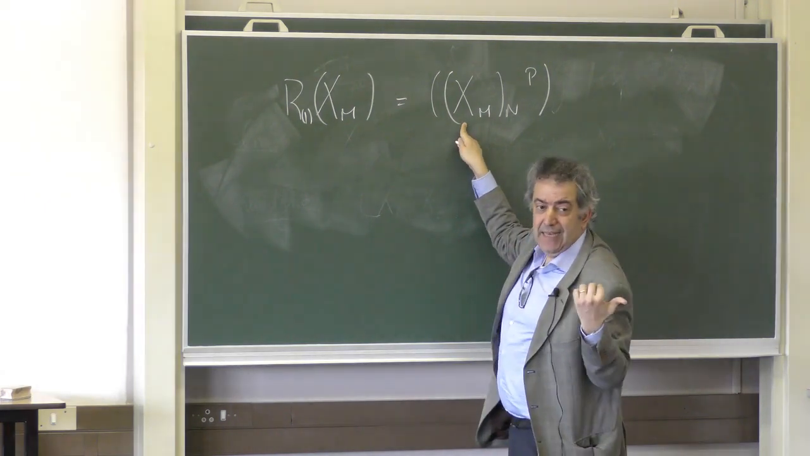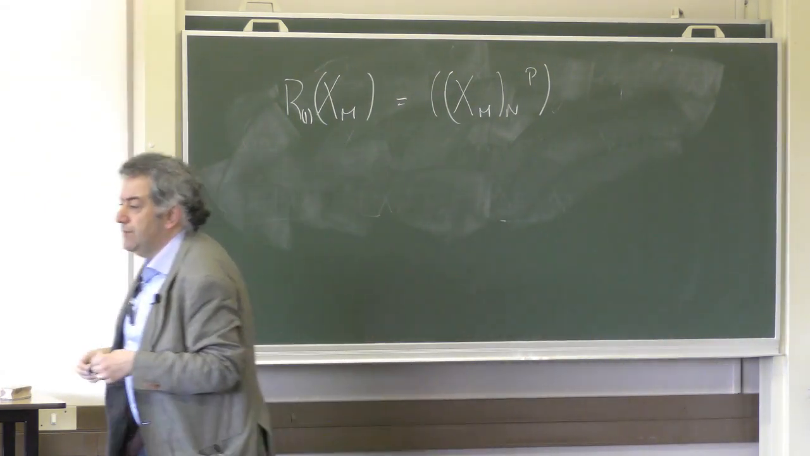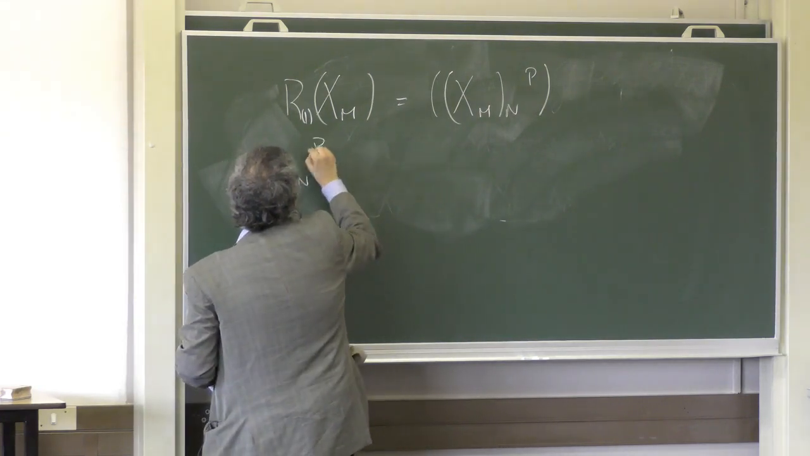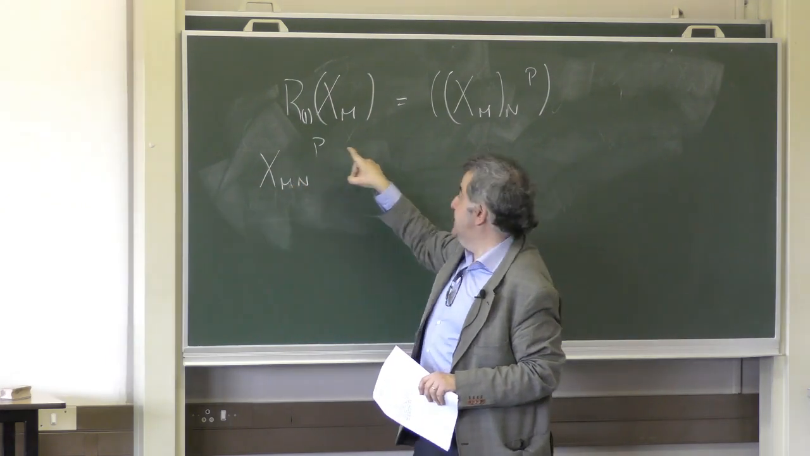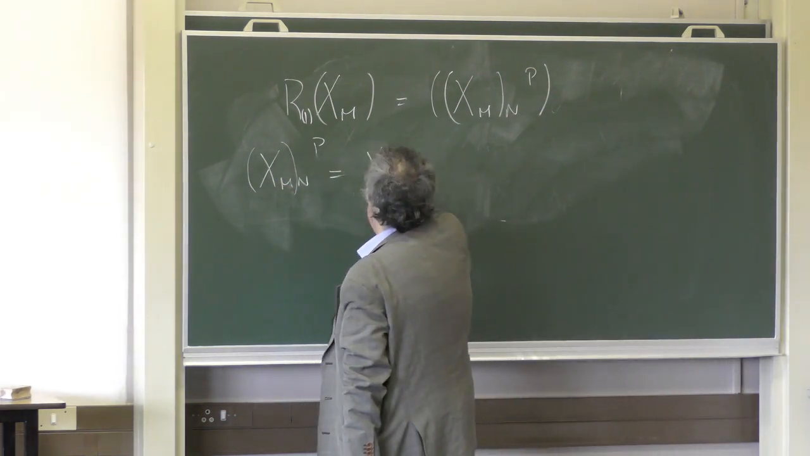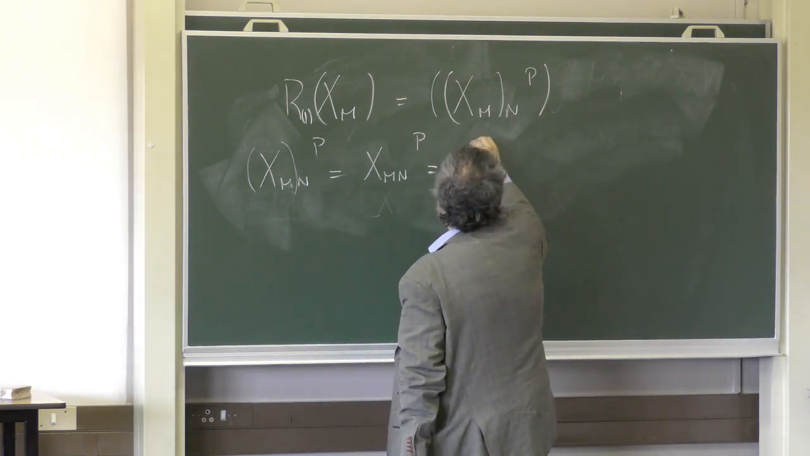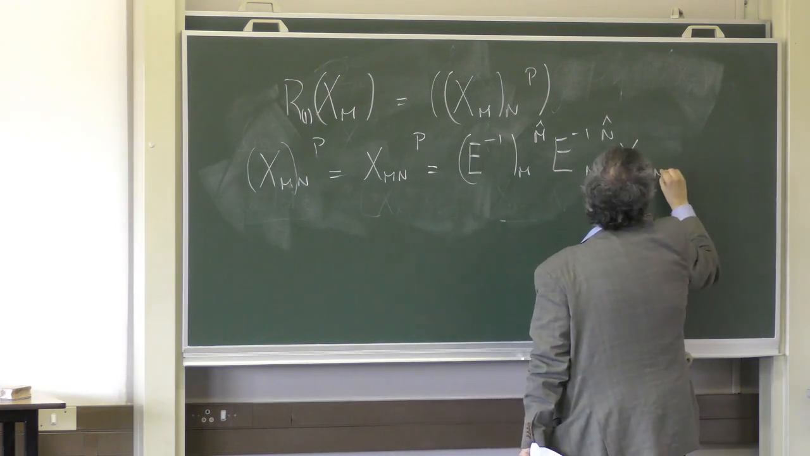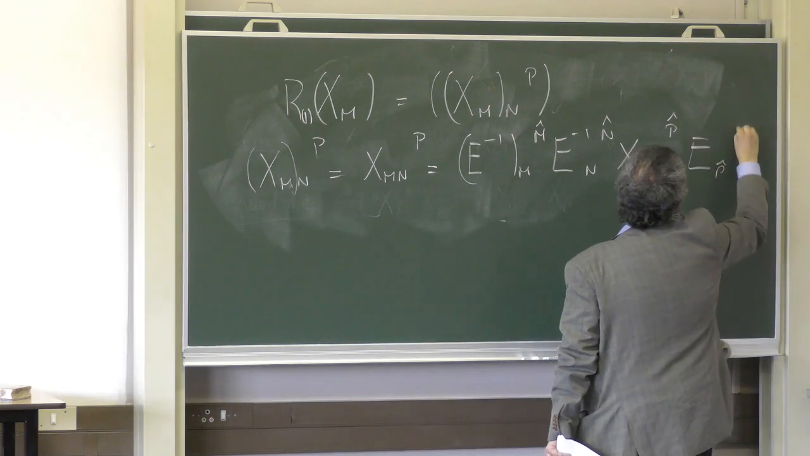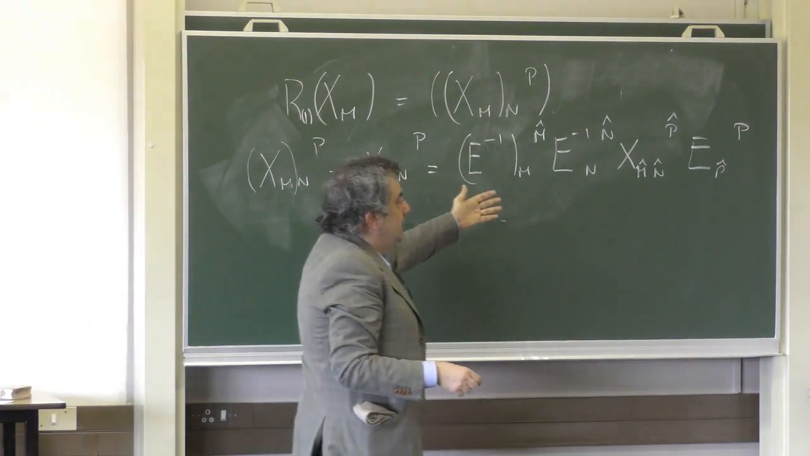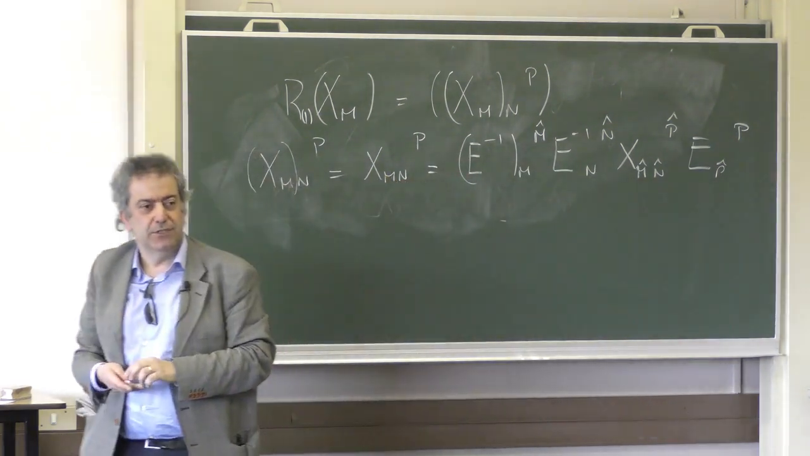Well, what's the relation between this and our original generators? The relation can be written in terms of the matrix E, easily. So, Xm. Let us avoid writing brackets here. What I mean by this tensor is just the matrix form of the gauge generator. We write that like this. This is nothing but E to the minus 1 m m hat, E to the minus 1 m m hat, X m hat p hat, E p hat p. So going to the new frame means rotating, changing all the indices from hatted to unhatted by using the matrix E and its inverse, of course.